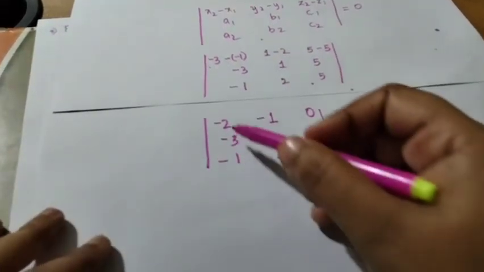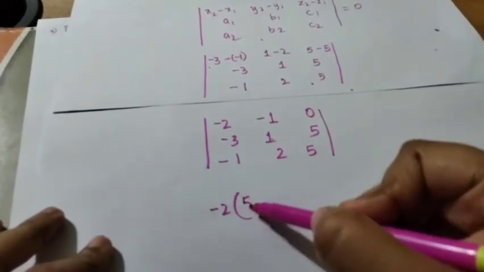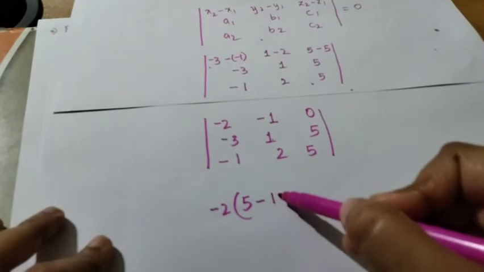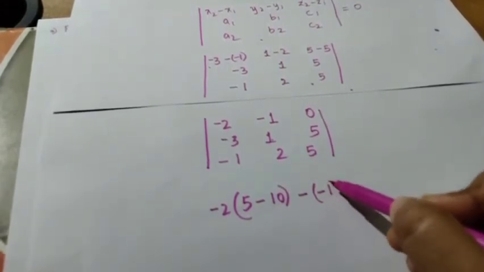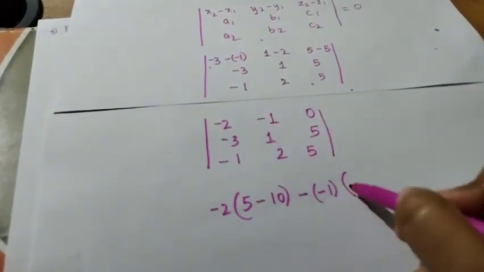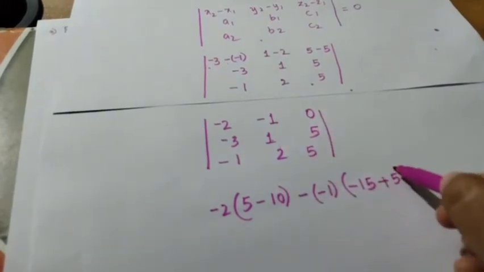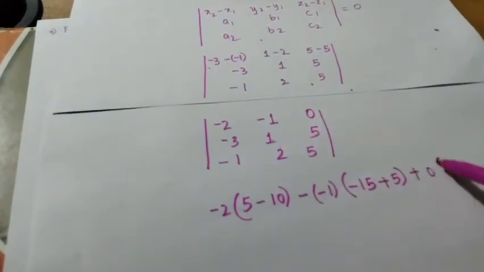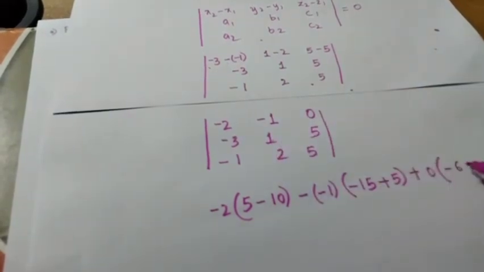That is the determinant formula. Minus 2, I keep it as it is, into 1 into 5 is 5, minus 2 into 5 is minus 10. Then minus of minus 1 into bracket: this row and this column I delete. Minus 15, minus into minus plus 5. Plus 0 into 3 times 2 is 6 minus 1.